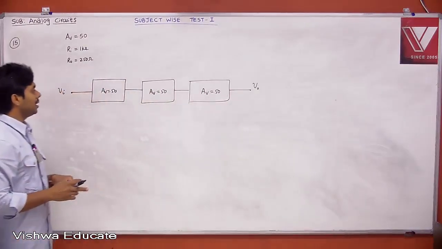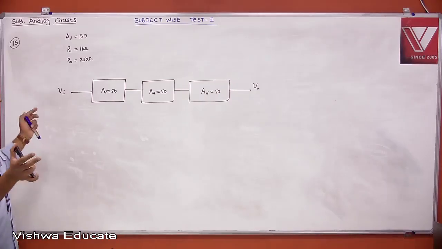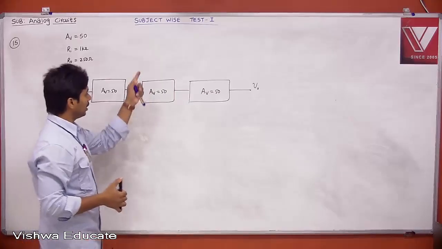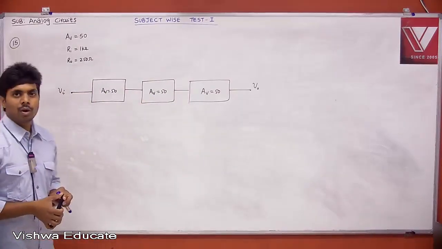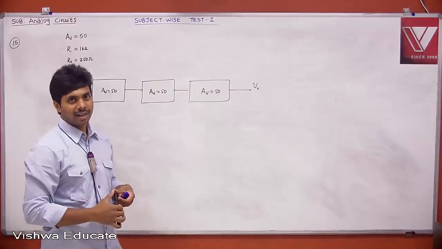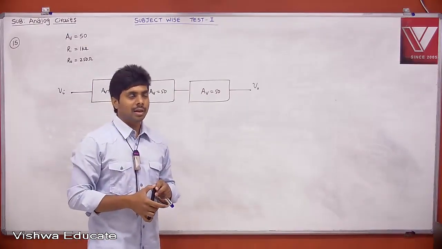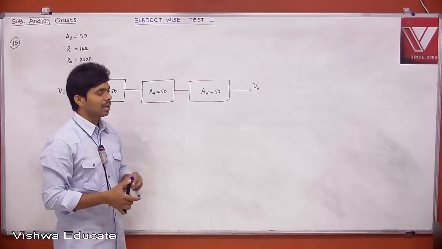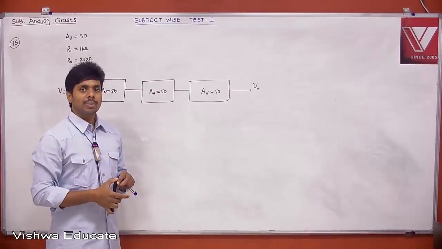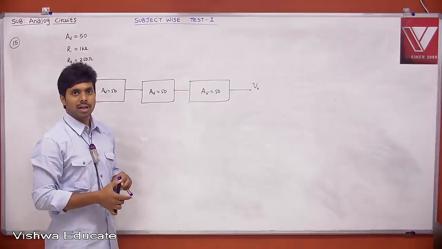Okay. Then tell me, if all are in cascade, according to control systems, what is your overall voltage gain? 50 into 50 into 50. What is that? 1,25,000. Right? But remember, I already explained this point. Even though all are in cascade, don't multiply blindly 50, 50, 50. That depends on your voltage gain, on the source as well as the load. That depends on the actual load.